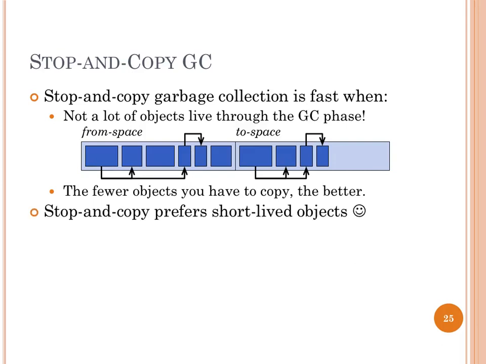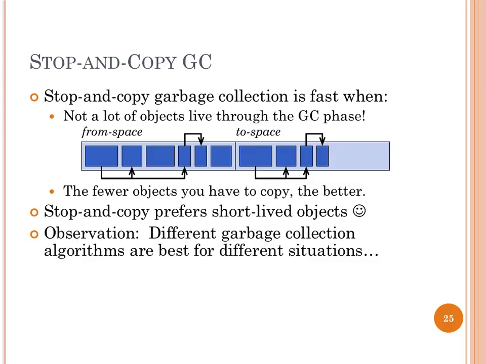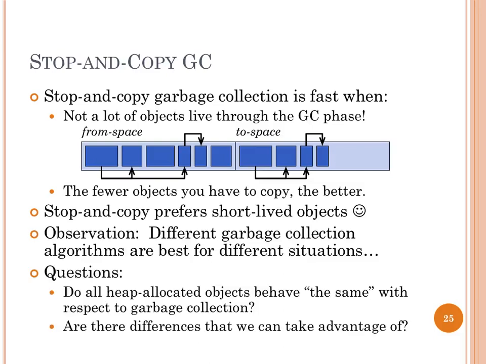Okay? So stop and copy prefers short-lived objects, which is really interesting because remember, I just said that Mark and Sweep prefers long-lived objects. Why don't we see if we can find a way to combine these ideas? We have different garbage collection algorithms, good for different circumstances. So the question is, do all objects behave the same when it comes to garbage collection or their lifetimes and so forth?